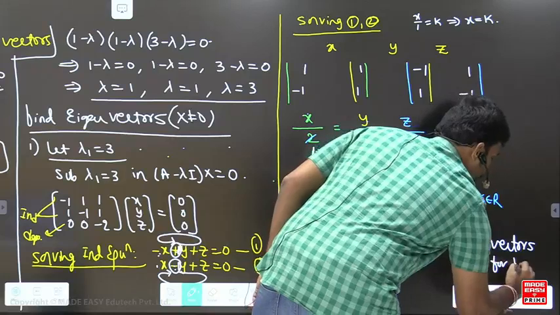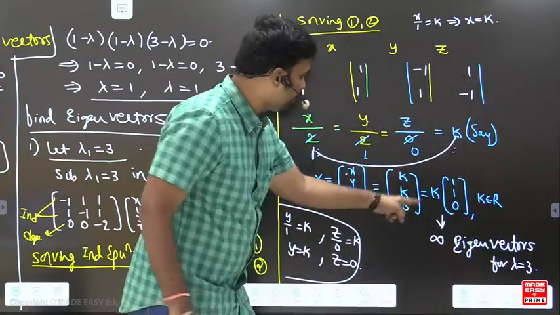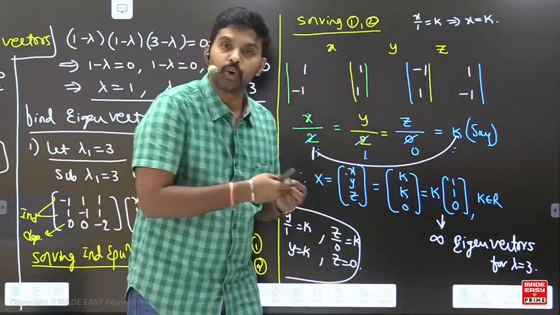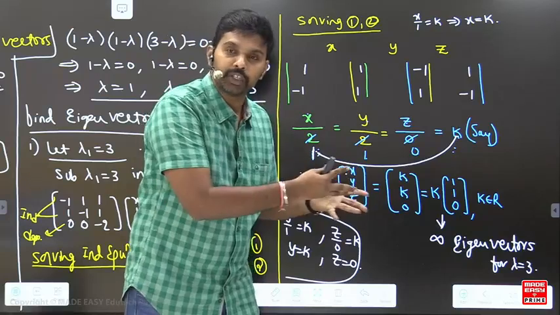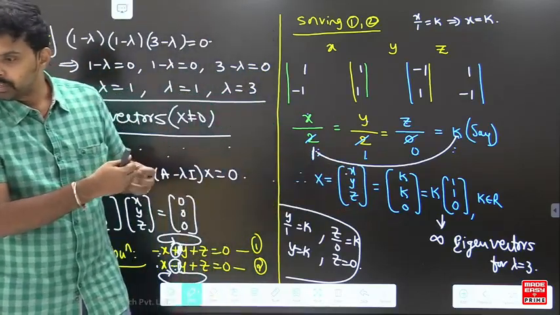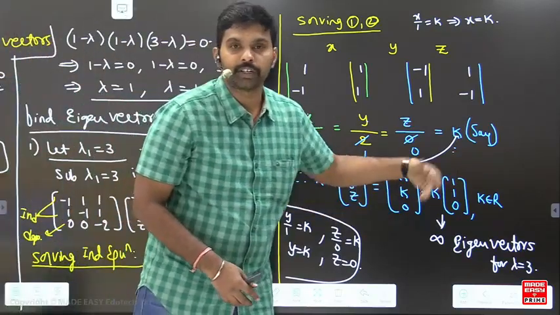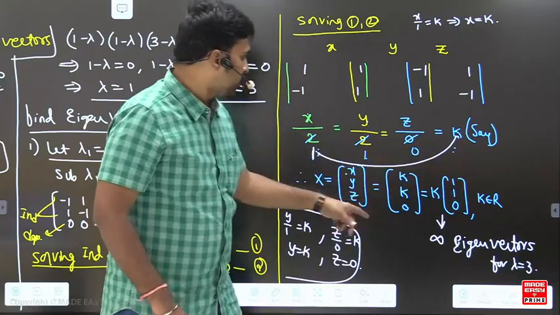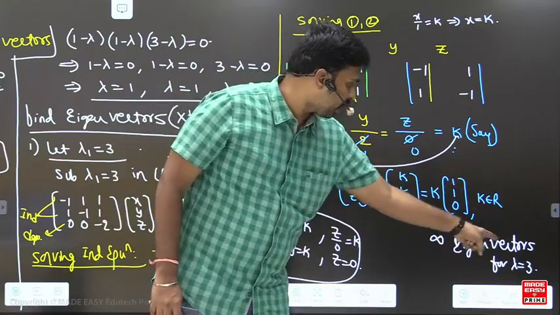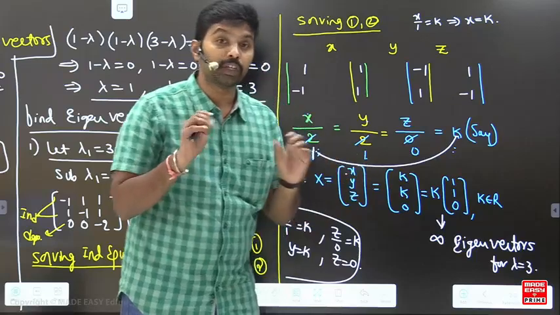For lambda equal to 3, there are infinite eigenvectors. We can write k equal to 1, k equal to 2, k equal to 3, k equal to 4, k equal to 5. So there are so many things we can write here. Therefore, we get infinite eigenvectors for lambda equal to 3.